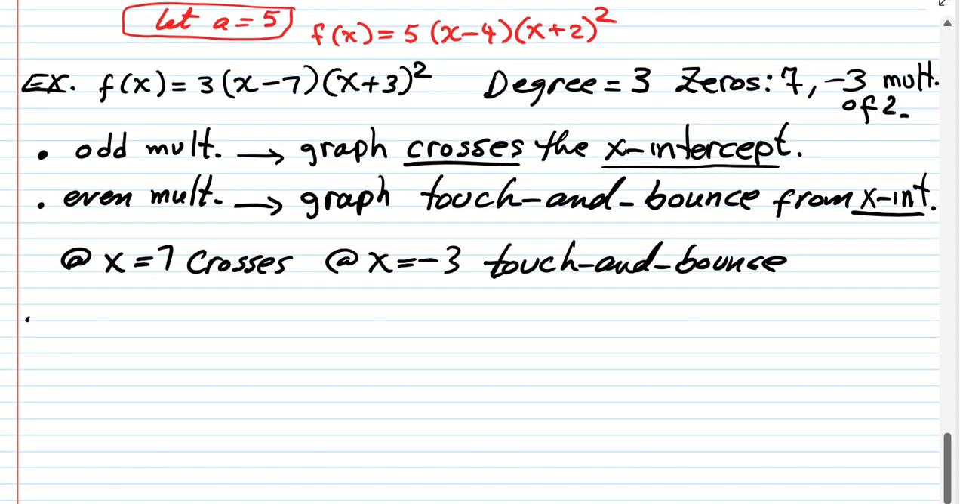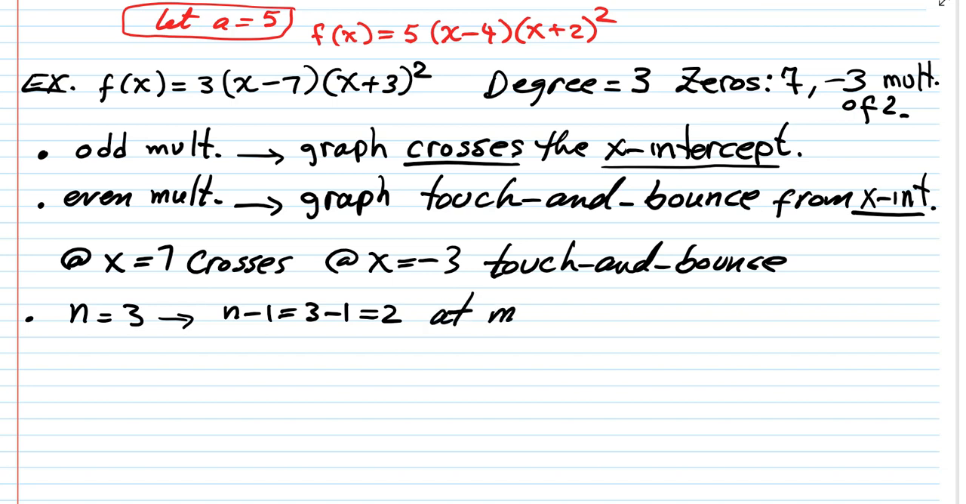Now let's talk about turning points. N, the degree, is 3, so that means n minus 1 is 3 minus 1, or equal to 2. So this will have at most, don't forget the words at most, which means no more than that, could be fewer. At most 2 turning points. So it could have 2, it could have 1, or it could have none. Don't rule out 0 here. At most 2. So it could have 2, 1, or no turning points.